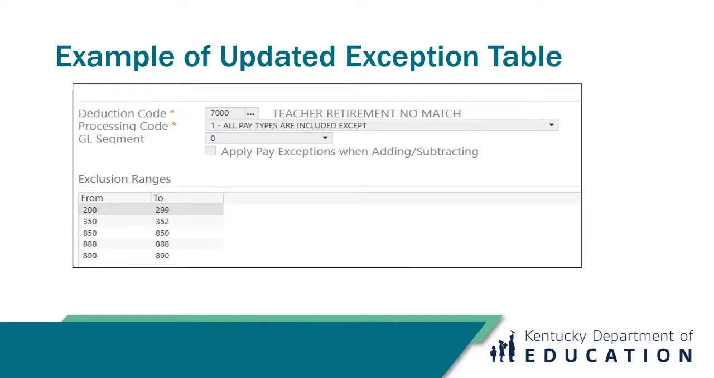And this is an example of an updated exception table for deduction code 7000. And you'll see there's no certified pay types that the district uses on this screen. Typically, the 100 to 199 is always a certified pay type, maybe 300 for subs. Those have all been removed from the current exception table.